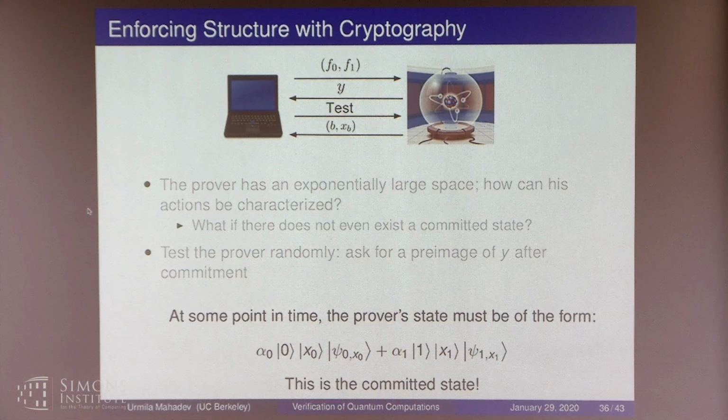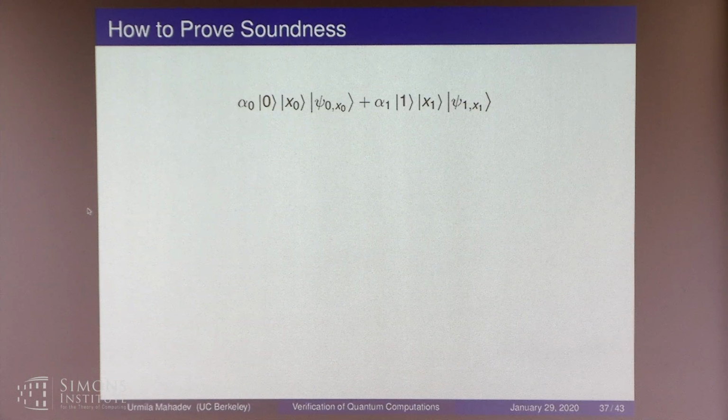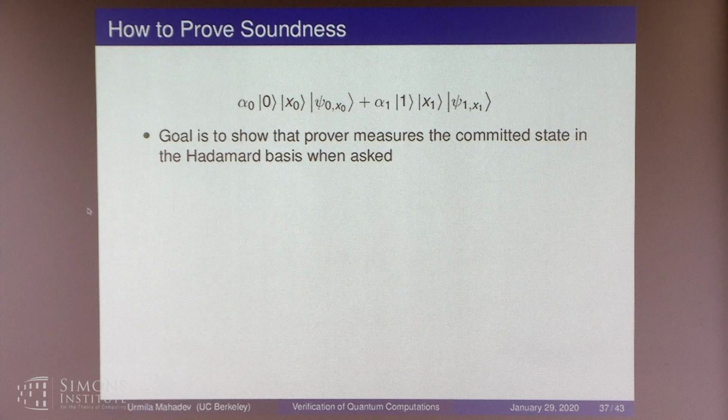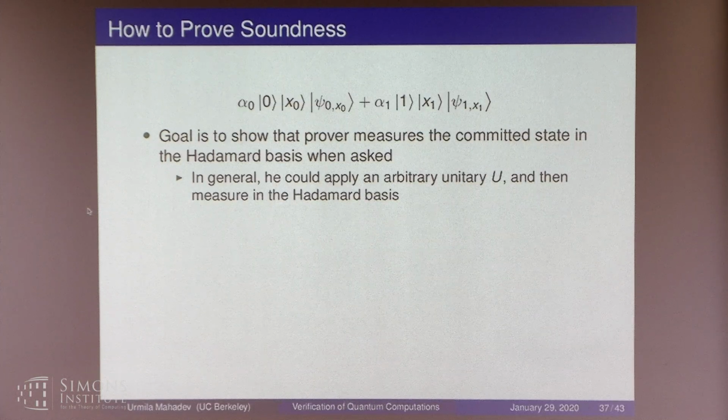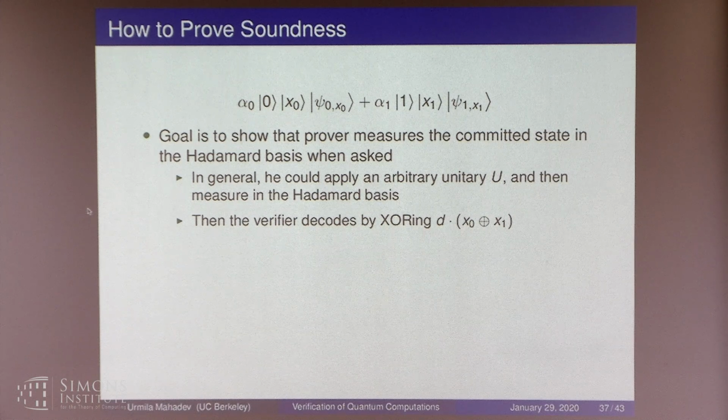So this defines a committed state. And now the next step is to actually say what the prover is doing with the committed state. So the goal is to show that when the prover is asked to measure the committed state in the Hadamard basis, he does that. Now, the most general thing that the quantum prover could do is instead of measuring in the Hadamard basis, he could apply an arbitrary unitary operator to the state. And then he could measure in the Hadamard basis. And the reason I can assume this is because unitary operators are reversible. So I can always assume he does whatever he wants, and then at the end, he does the correct thing. So in general, the prover could apply an arbitrary unitary and then measure in the Hadamard basis. And then the verifier will receive that result and then decode.